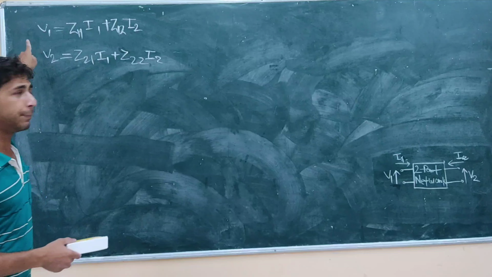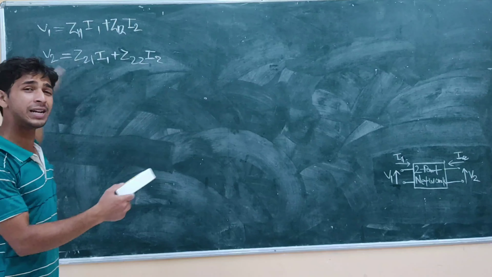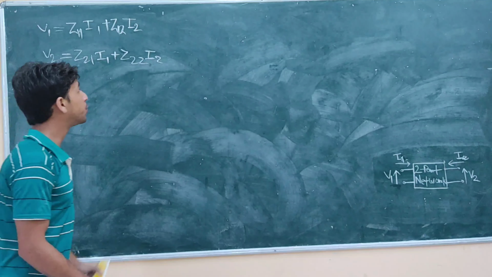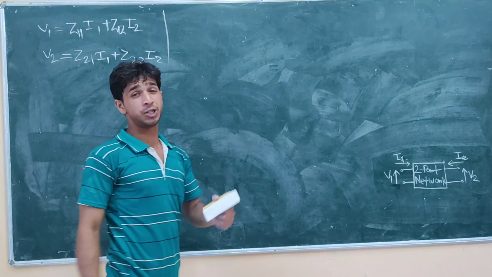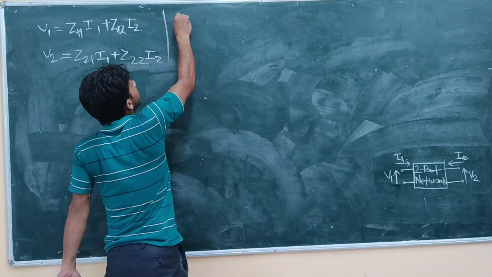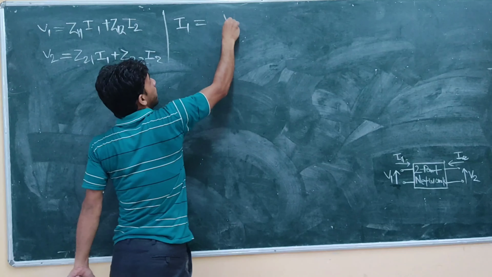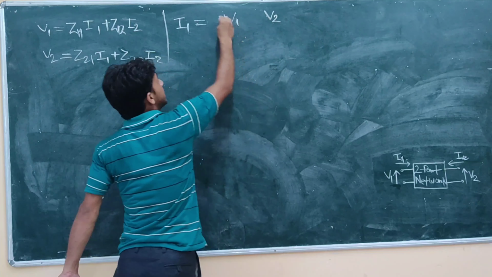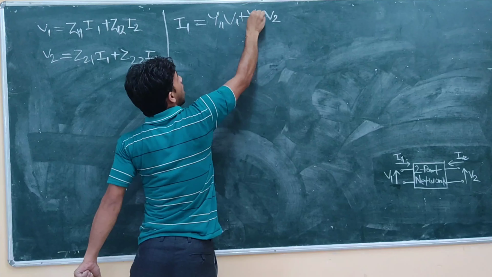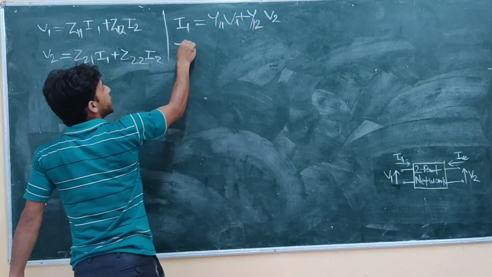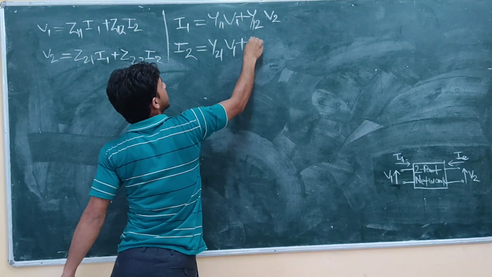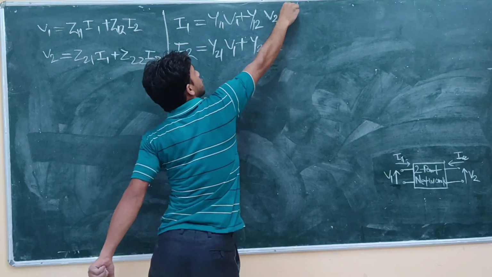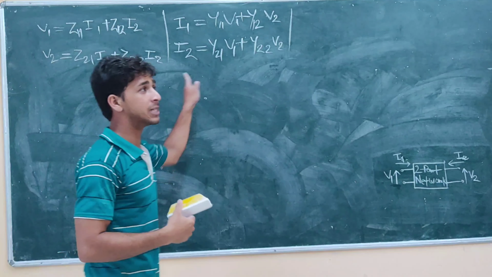Now we all know admittance can be taken as 1 divided by impedance. In case of impedance, the voltages are dependent on currents. So if we want to write the equations in terms of admittance parameter, we have to take the currents as dependent on voltages. So we get current I1 dependent on V1 and V2, with constant terms Y11 V1 plus Y12 V2, and current I2 equals Y21 V1 plus Y22 V2. So these two equations are the equations in terms of admittance parameter.